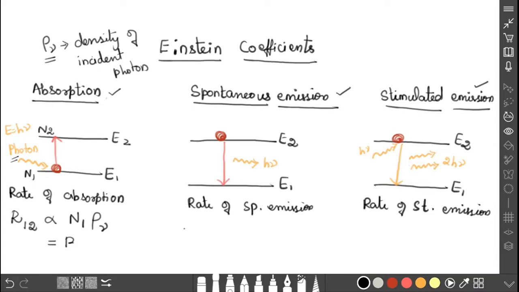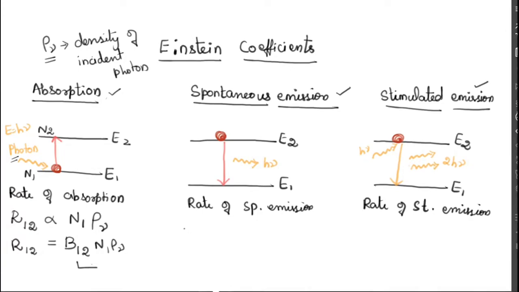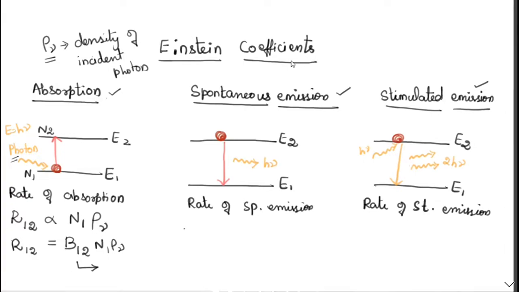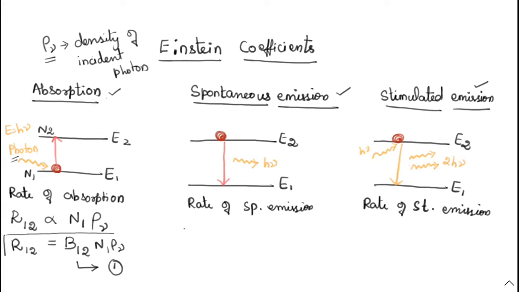B12. What is this 12? 12 is the transition from energy level 1 to 2 and B is the proportionality constant, the absorption proportionality constant. So R12 equals B12 N1 rho nu. This is the rate of absorption process. I am considering this as equation number 1. Now I hope you can understand what the rate of absorption is and how we can find it.